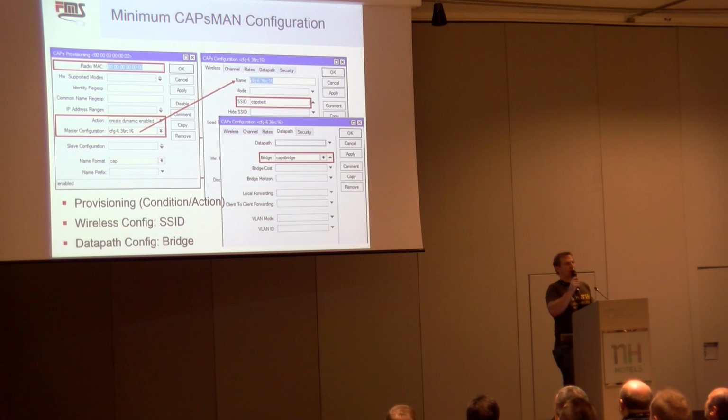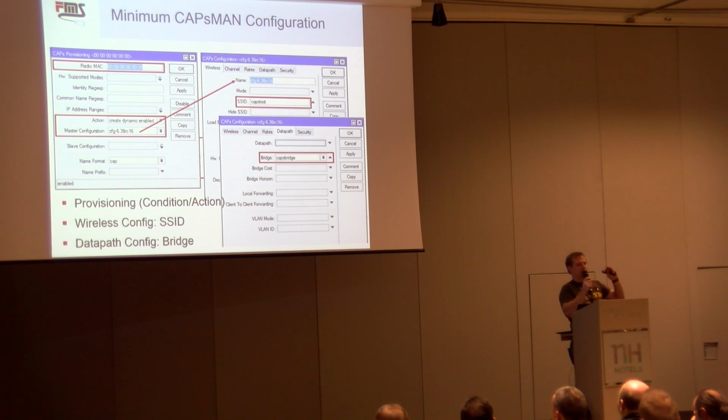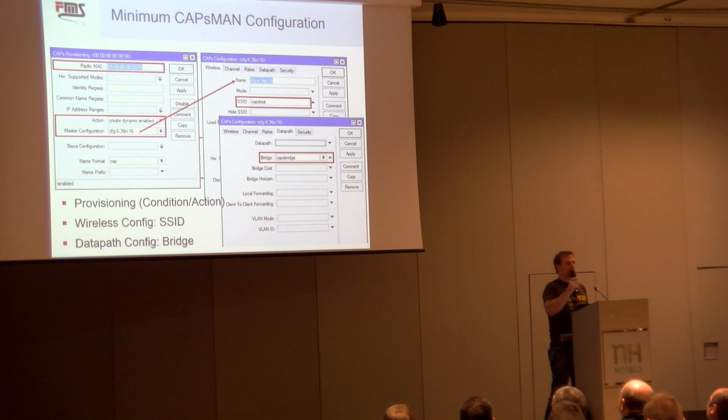The configuration in turn, the minimum configuration is rather small. We just set an SSID in the top right window, and on the bottom right in the data path configuration, you set a bridge where that virtual interface or that dynamic interface will be automatically added to, so that your clients will push their traffic all the way through the UDP tunnel onto that bridge on the CAPsMAN.